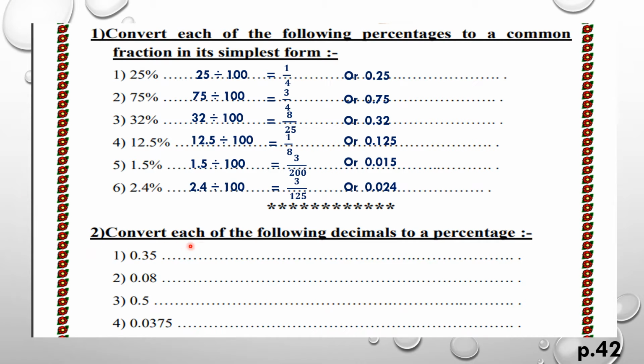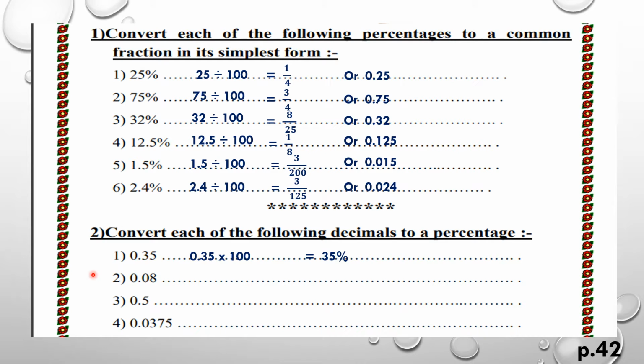Number 2, convert each of the following decimals to a percentage. Here it is the opposite. We are going to convert from decimal or fraction to percentage, so we are going to multiply by 100. So number 1, 0.35. It will be 0.35 times 100 on your calculator. The result will be 35. Don't forget to put the percentage sign.